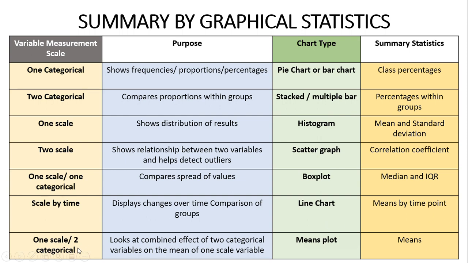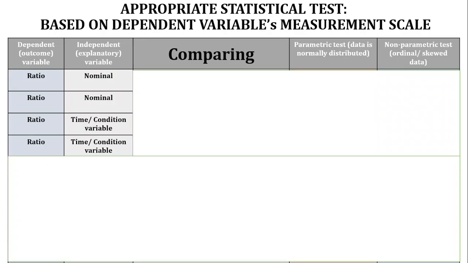Further, if your data is one ratio scale variable and two categorical variables, two nominal or ordinal variables, then a means plot should be plotted. The purpose is to provide the combined effect of two categorical variables on the mean of the one scale variable, and here the summary statistic you can apply is mean. So these are the different graphs you can plot on the basis of the type of variable.